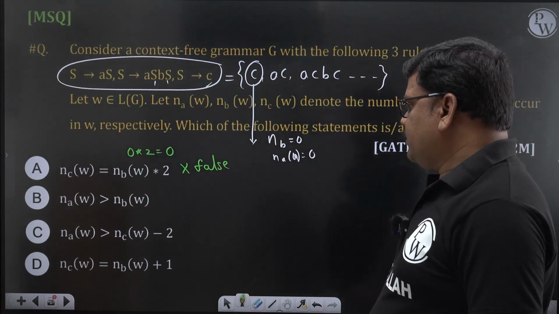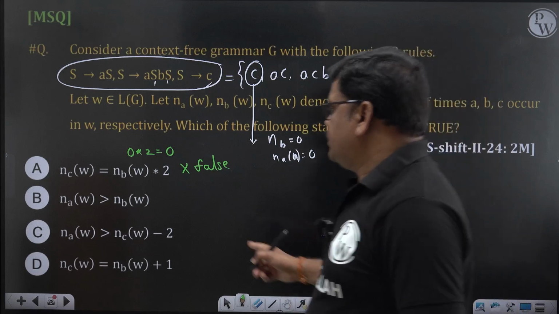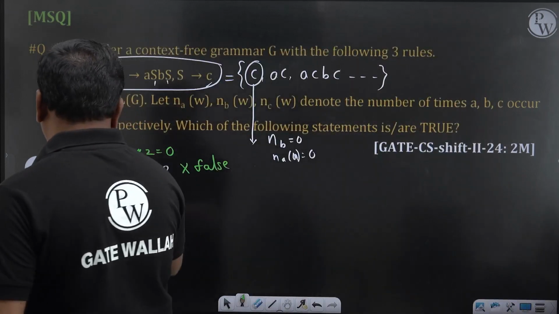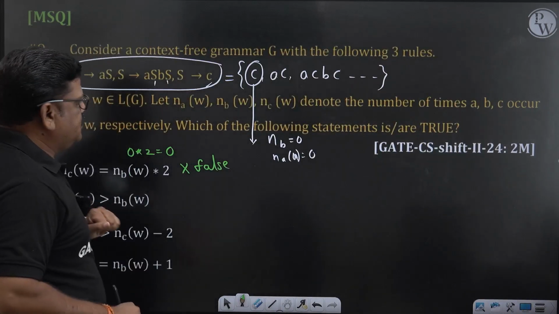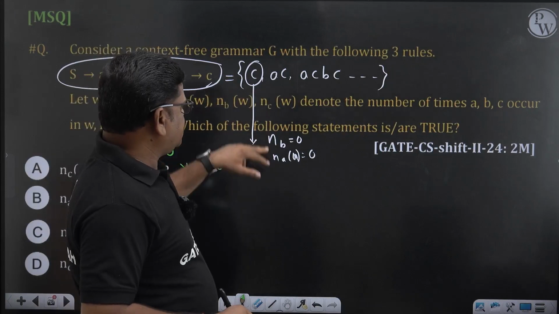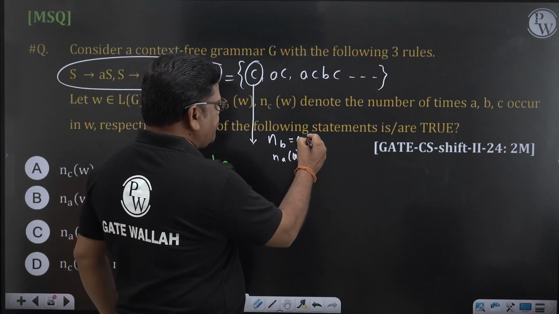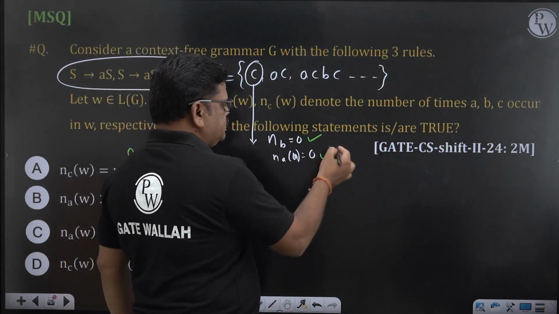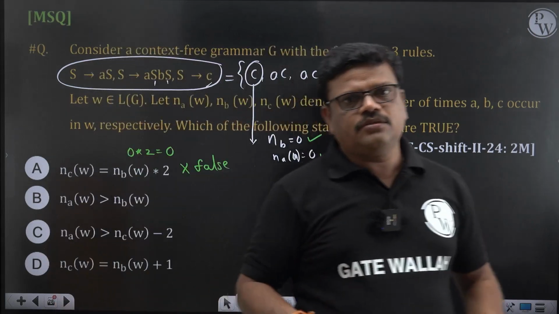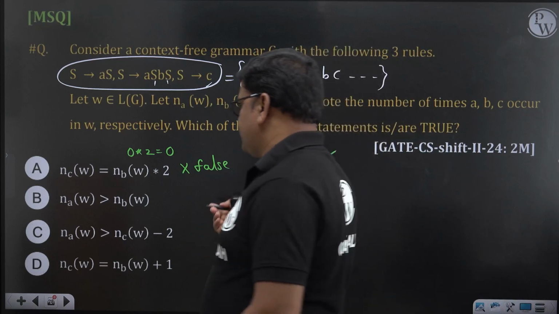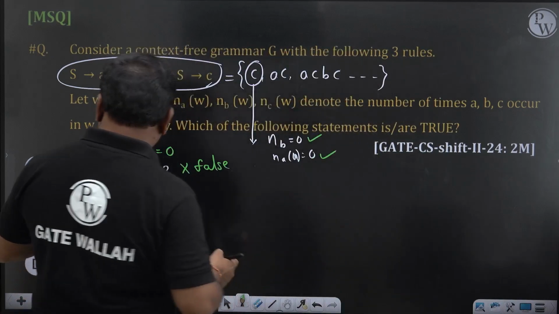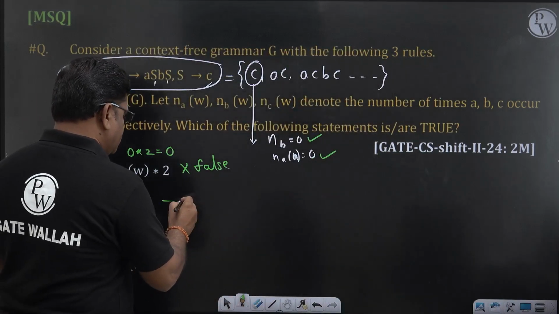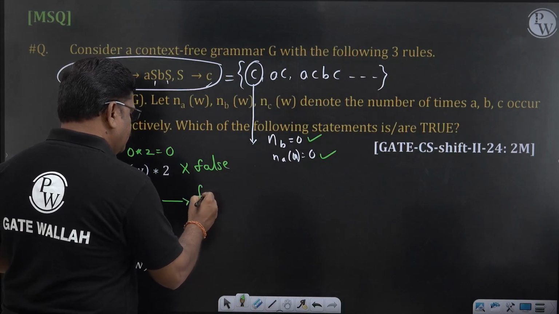Next, let us see the second option: number of A's greater than number of B's in every string. In the same example, how many B's are there? 0. How many A's are there? 0. Number of A's and number of B's are equal. But he is saying that always in every string number of A's is greater than number of B's. So, clearly this is also false.